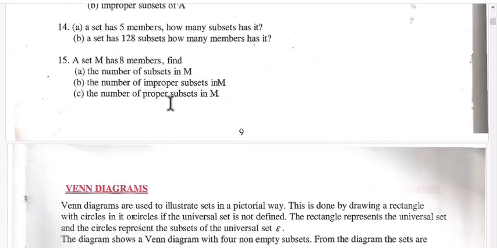Alright, now we move on. We look at Venn diagrams. Venn diagrams are used to illustrate sets in a pictorial way. This is done by drawing a rectangle with circles within the rectangle. The rectangle represents the universal set, and the circles represent the sets of the universal set. So I'll briefly show you how to draw a Venn diagram.